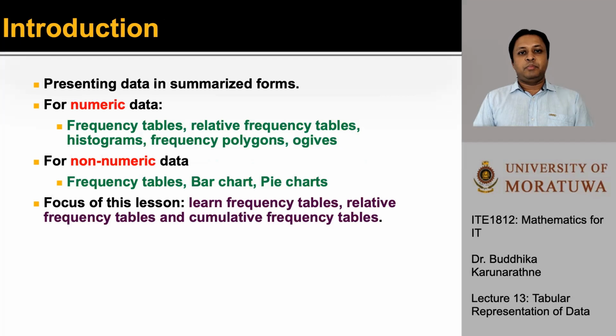First, getting introduced to tabularization of data. This basically means presenting the data in a summarized form. It could be for numeric data as well as non-numeric data. For numeric data, we have several methods of tabular representation, for example, frequency tables, relative frequency tables, histograms, frequency polygons, ogives, and so on. And for non-numeric data, we can use frequency tables, bar charts, and pie charts.